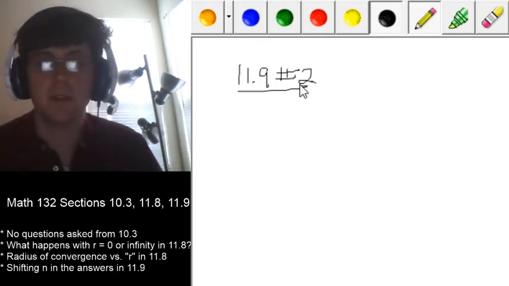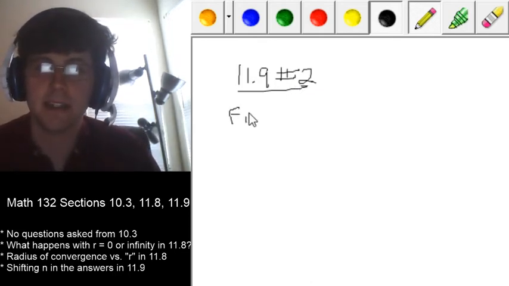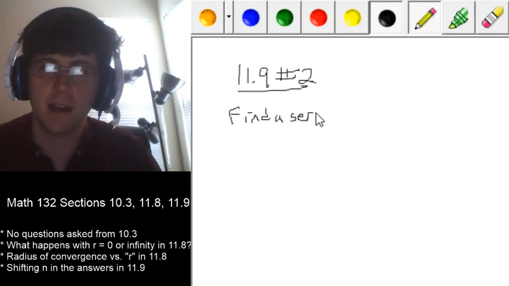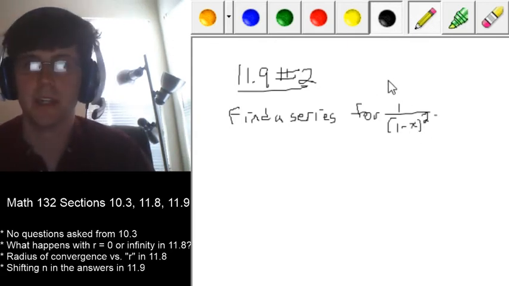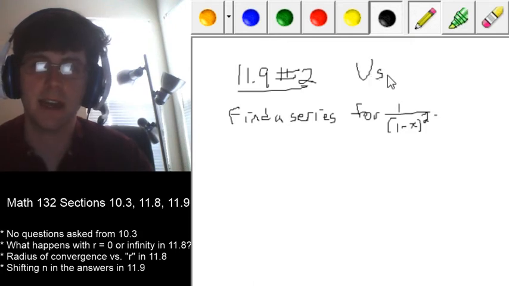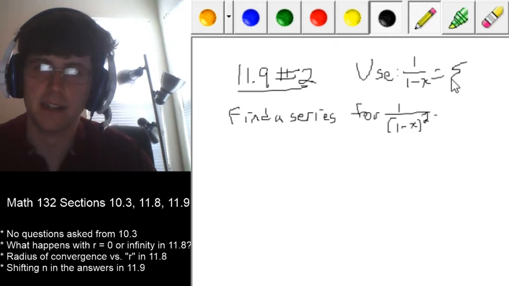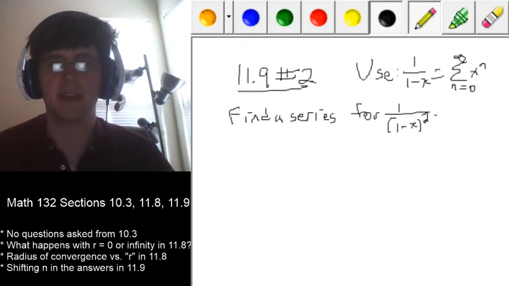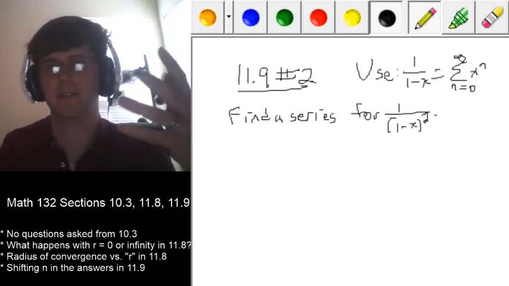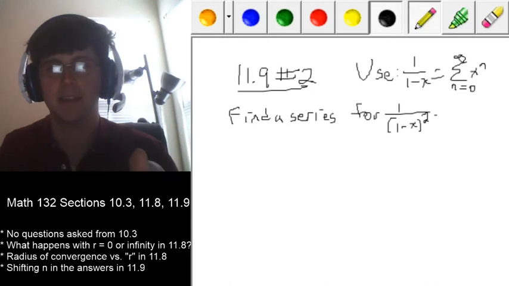In 11.9 number 2, the question is to find a series for 1 over 1 minus x squared. What I told you in class was that you should use the fact that 1 over 1 minus x has a nice series. It's just the sum of x to the n, starting at 0. So we have a series to start with. And then if we can figure out how to turn our starting series into a new series, then that'll be how we'll get the answer.